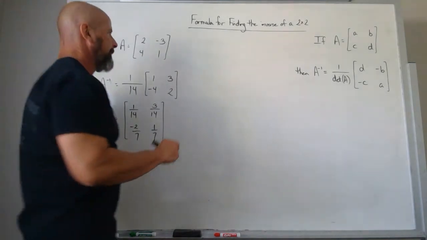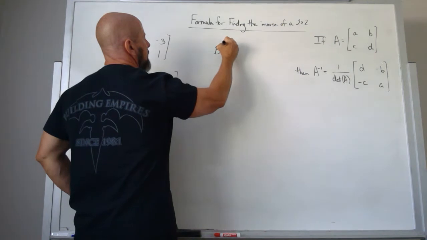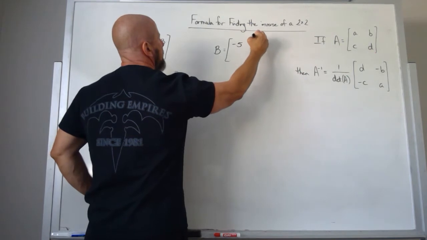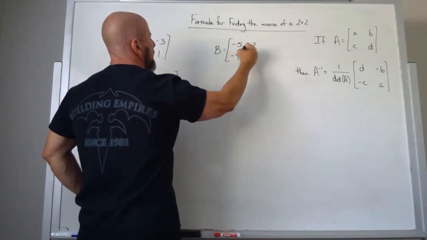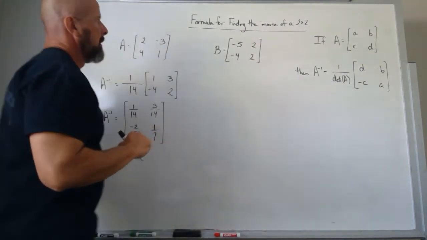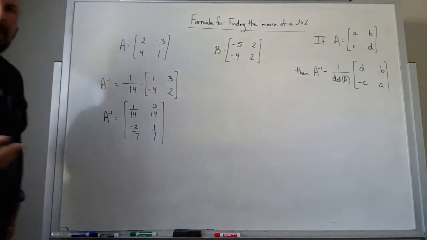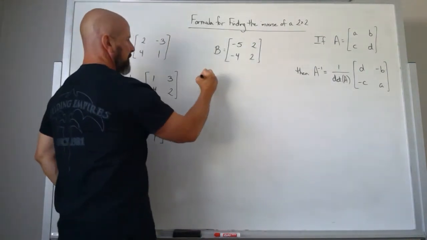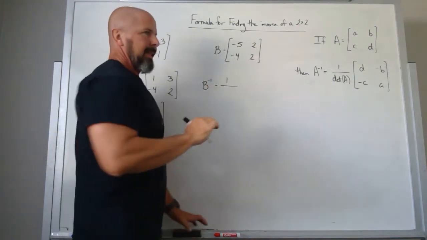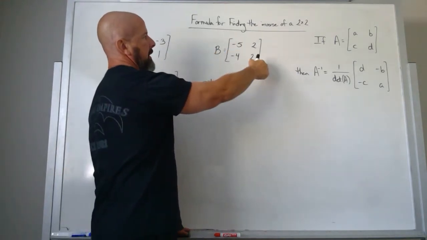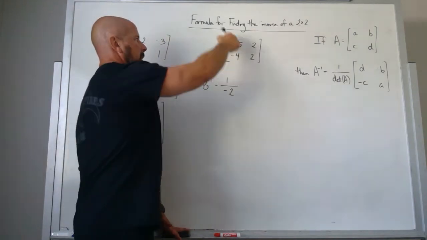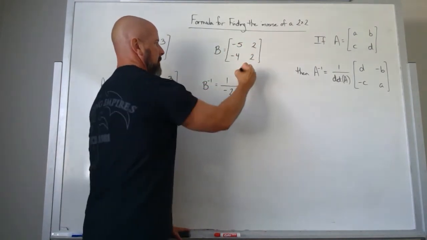Let's get a different one up here. We'll call this one B. Again, just a 2 by 2. So we'll go with -5, 2, -4, 2. Something like that. So I just call this one B. It doesn't matter what letter I use here. So here comes B inverse. 1 over the determinant, -10 minus -8 is -2. So again, -10 minus -8 is -2.